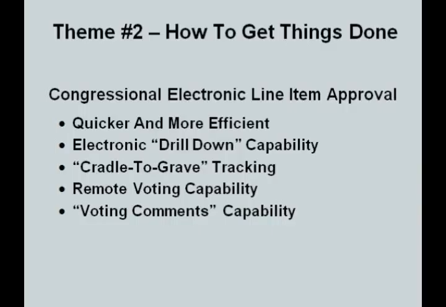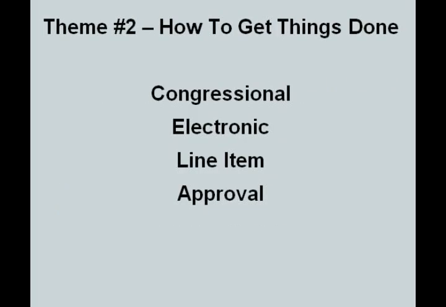A congressional electronic line item approval system would result in clear voting records, better congressional accountability, and less deal-making. This system would improve the openness of congressional business to the American public. This completes theme number 2, how to get things done.